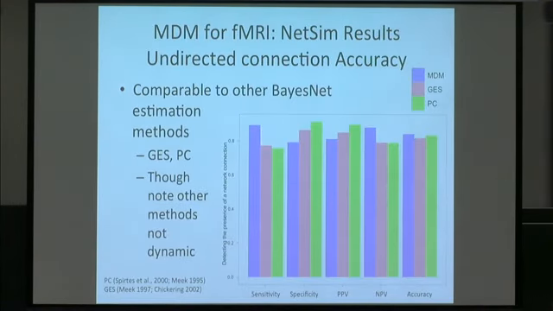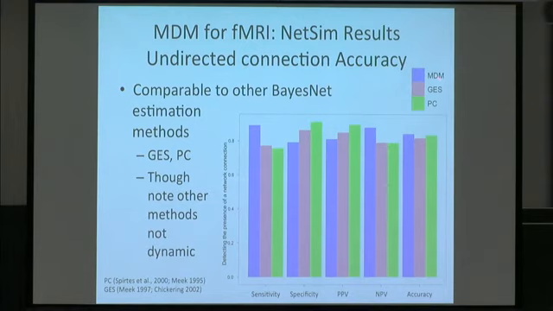So we compared the other methods that he looked at, the GES and PC algorithms. These are standard methods in the BayesNet world. If you look at the sensitivity, specificity, PPV, and NPV, all these things to try to say how well we are finding the edges, we're doing a good job. We're not always the best. We're here at MDM. We're not always the best one.